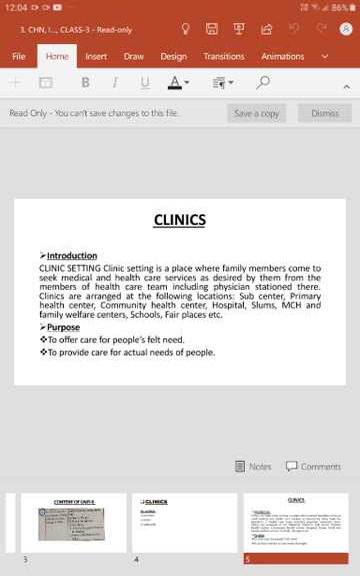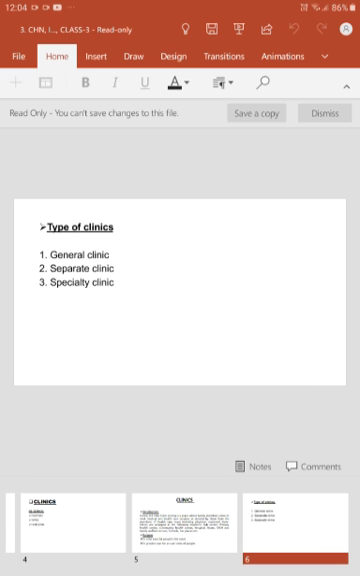Then the second one is to provide care for the actual need of the person. For example, what is the actual need, we will find out from the patient or the people in the community, then we give the actual care and treatments. So that's the main purpose.